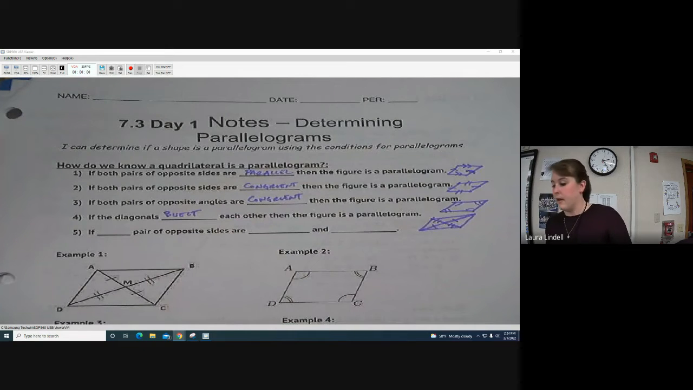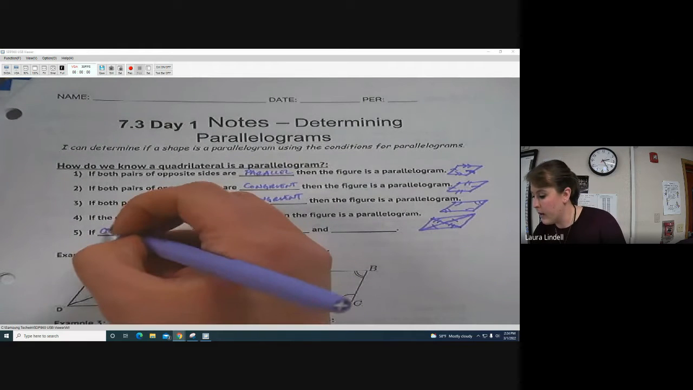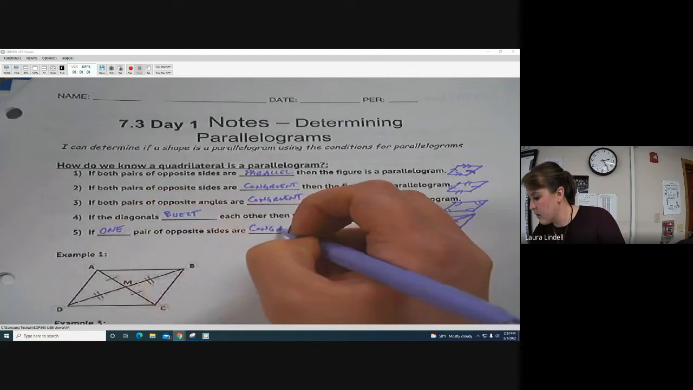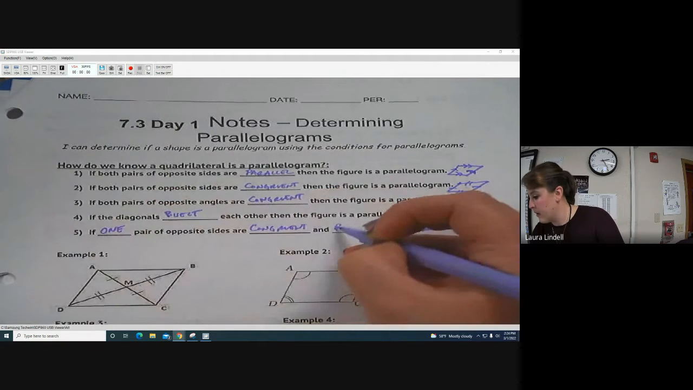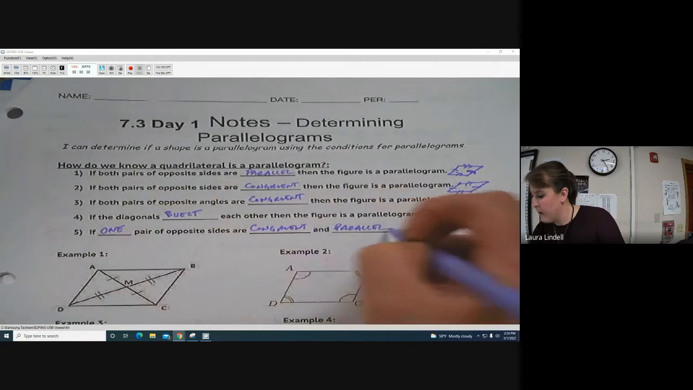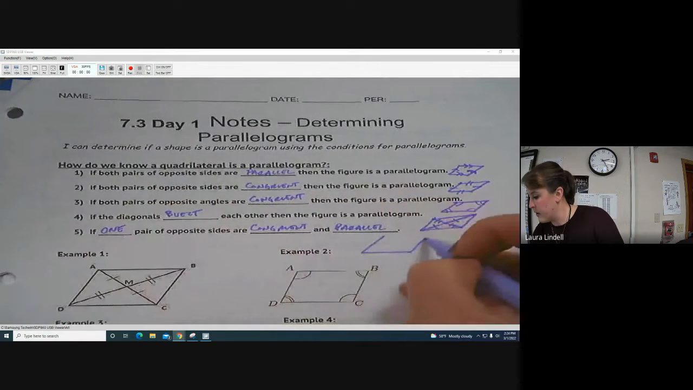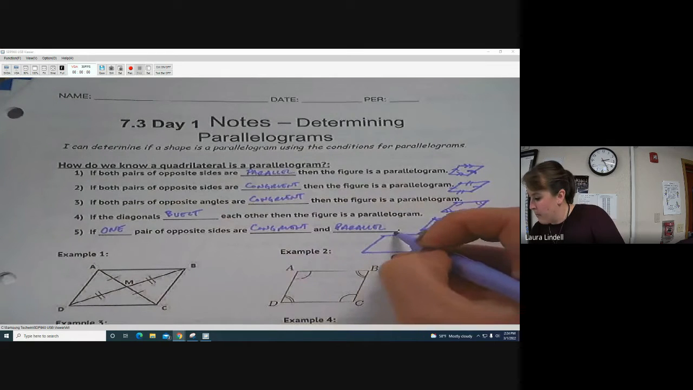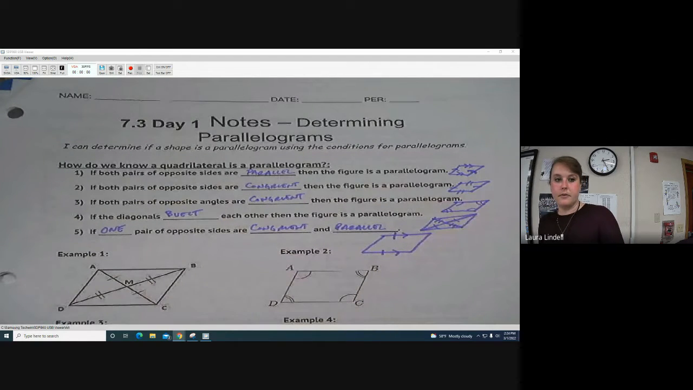And then finally, there's one new one we're going to add, and it's if one pair of opposite sides are both congruent and parallel. So this one's a little bit different for our picture here. We're going to have one pair of opposite sides, they're congruent, and then they're also parallel. So if that's true for a full pair, then you can say that the shape is a parallelogram. So those are our 5 properties. It's the same 4 from yesterday and then one new one.